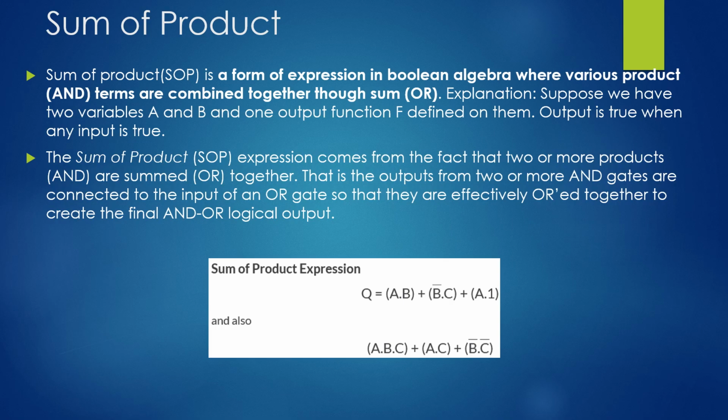Here we have an example, Q equal to A dot B plus B dot C plus A dot 1. Actually A dot B is a multiplication, and B dot C, and then A dot 1. So this we have combined as sum. Again, A dot B dot C plus A dot C plus B dot C is also one of the examples of sum of product.